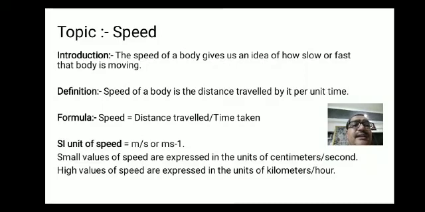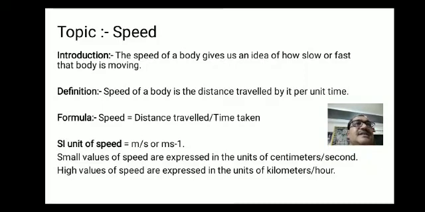Now you can understand that small values of speeds are expressed in the units of centimeter per second, and high values of speeds are expressed in the units of kilometer per hour. If any small object covers a small distance, we can calculate it in a small unit, so we can write it in centimeter per second. If the distance is very high, we can write it in kilometer per hour.